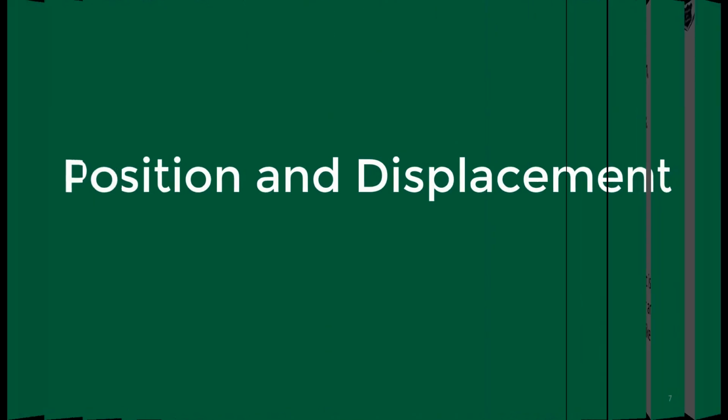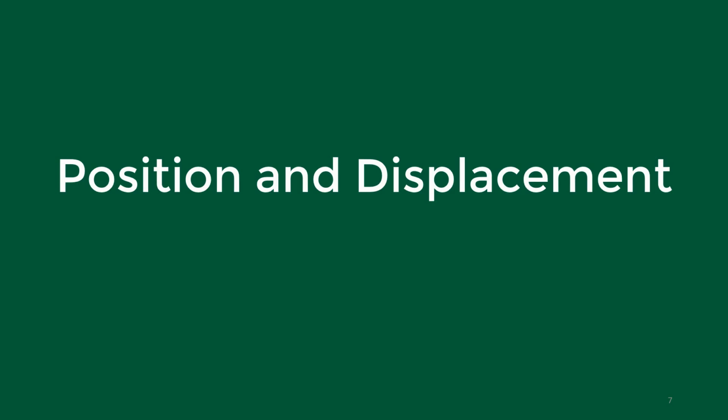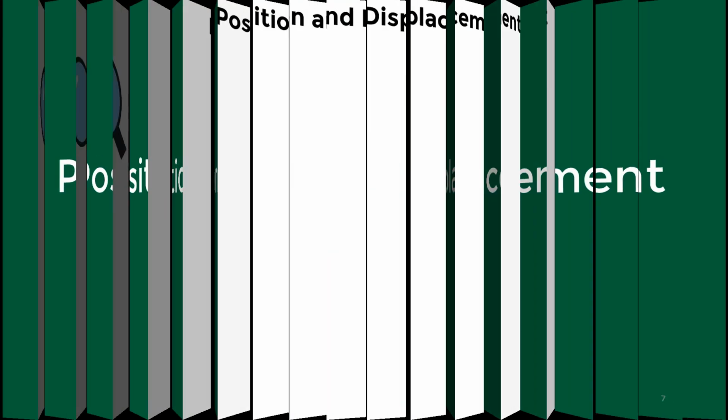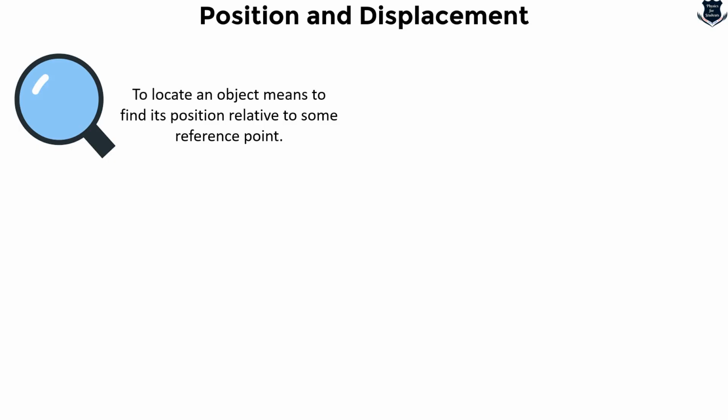This brings us to the next part of our video, which is called position and displacement. What is that in terms of classical physics and measurement? So when we try to locate something, I have used a magnifying glass just to help make things understood. To locate an object means basically to find its position relative to some reference point, which is basically called the origin.